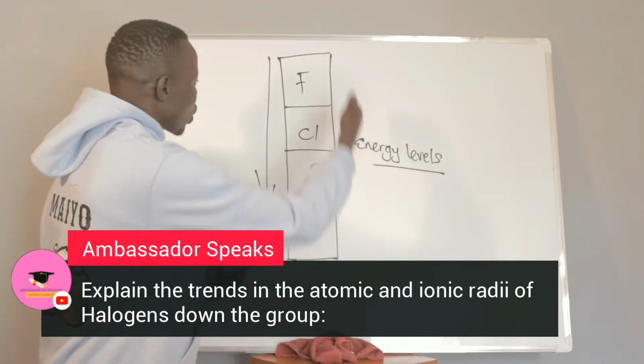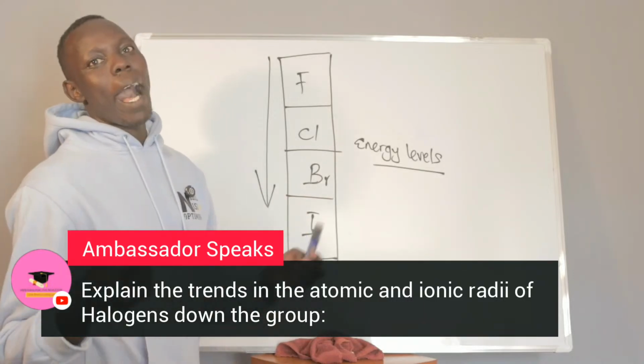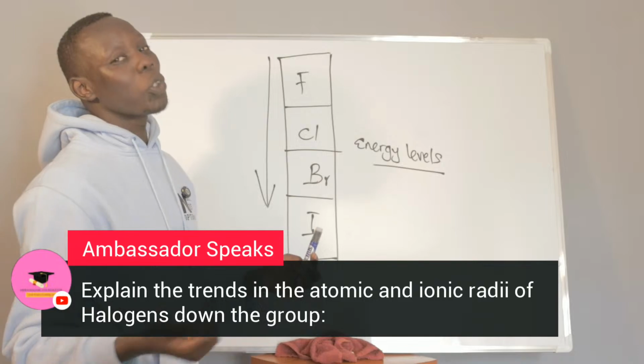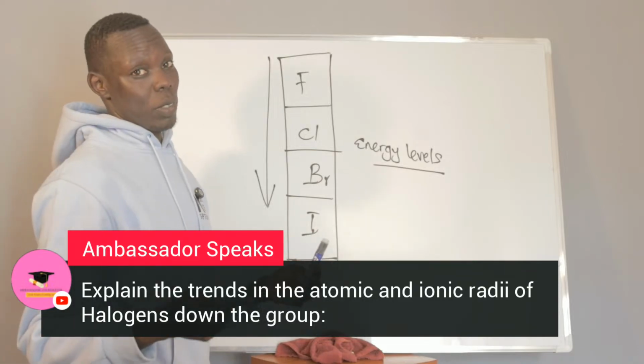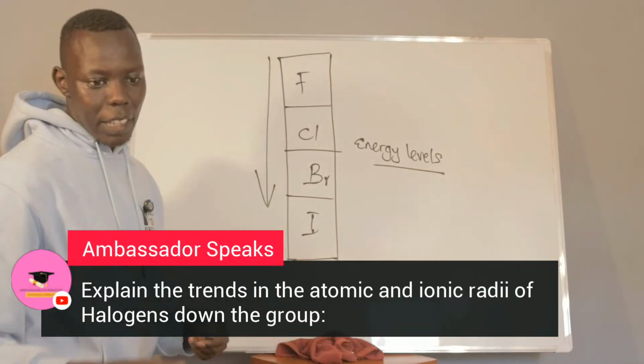At the same time, as you move down the group, there is an increase in ionic radius and ionic size because of the same reason. Now, that is the first question.